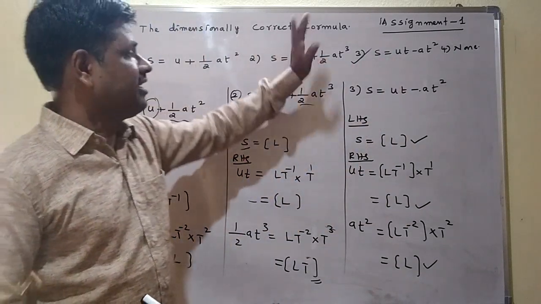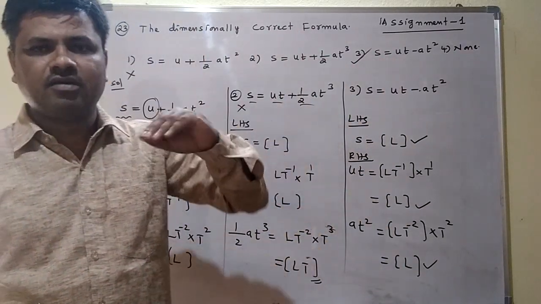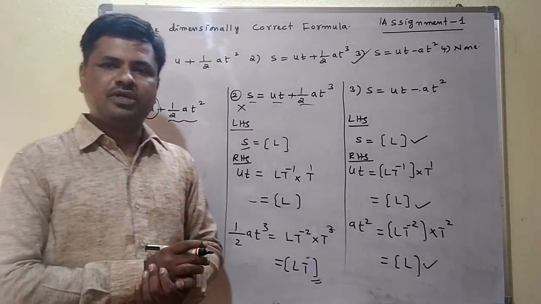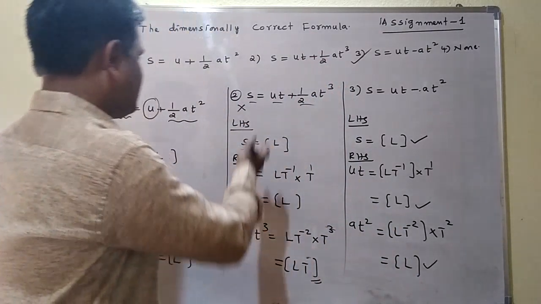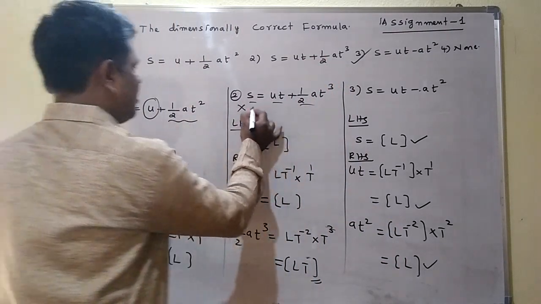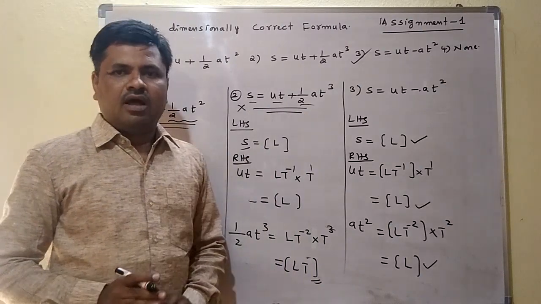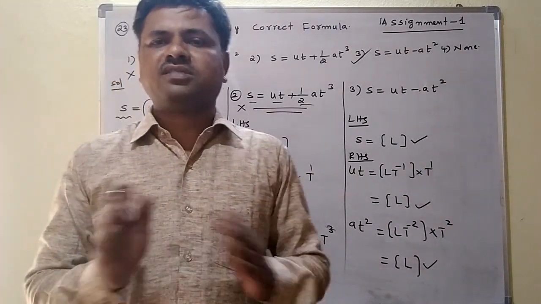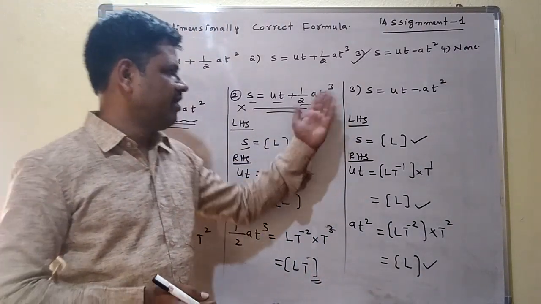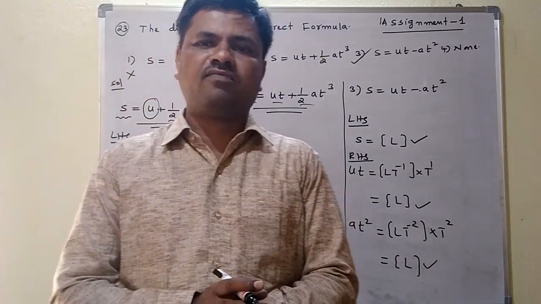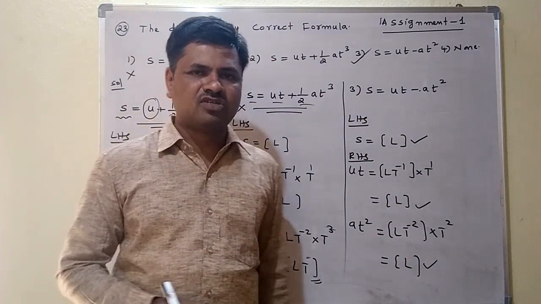They are asking for the dimensionally correct formula. This equation is correct only dimensionally, but actually the equation is S is equal to ut plus half at square. So these two equations are not correct, because every term in the LHS and every term in the RHS does not have the same dimensional formula. This one is correct, because every term in the LHS and every term in the RHS has the same dimensional formula. So this equation is dimensionally correct.